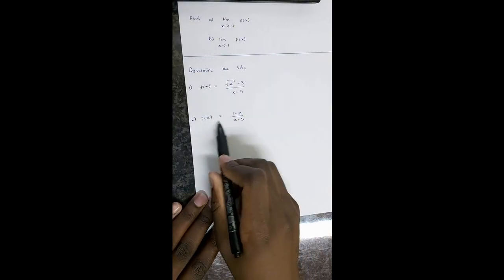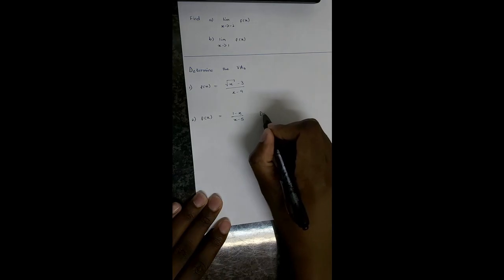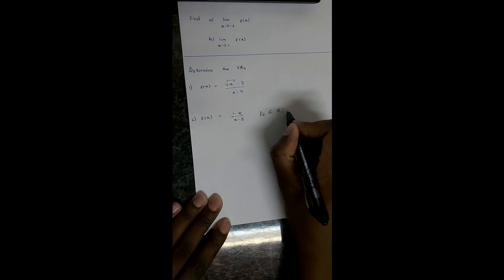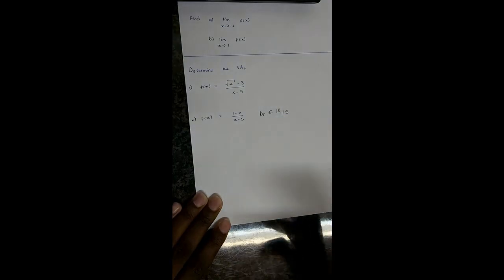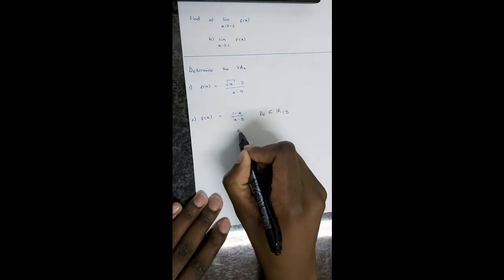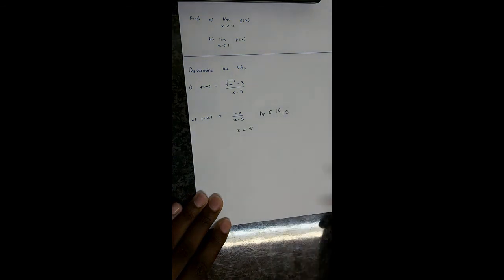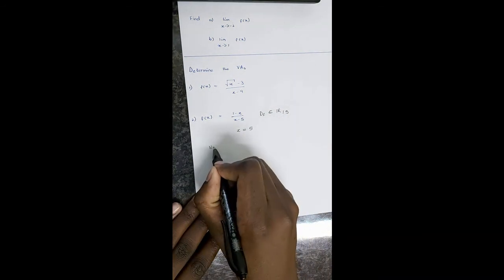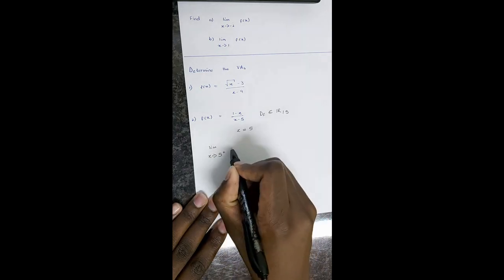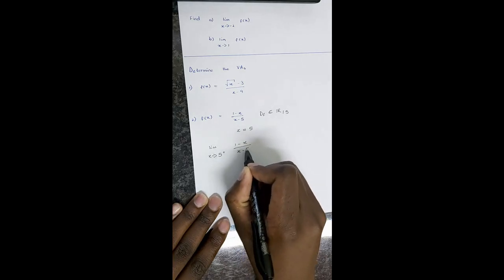Okay, the last question is f of x equal to 1 minus x over x minus 5. So the domain of f is all real numbers apart from 5. So we're looking at our denominator. The value that we can test is x equal to 5, which is not in the domain, so we can test for it now. So the limit as x approaches 5 from the positive of 1 minus x over x minus 5.